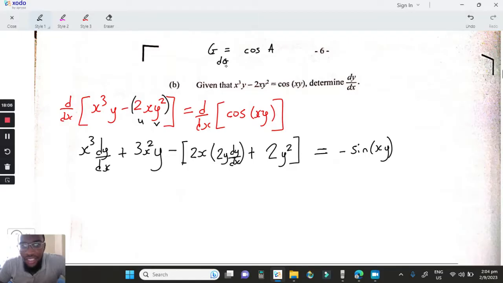You're trying to find dg/dx. To find dg/dx, it is dg by dA multiplied by dA by dx. So the first thing we had to do was differentiate sine. We differentiate cos, we'll get our sine, but then we have to multiply by the derivative of what's inside the bracket. But because it's xy right here, we realize we have to consider the y.